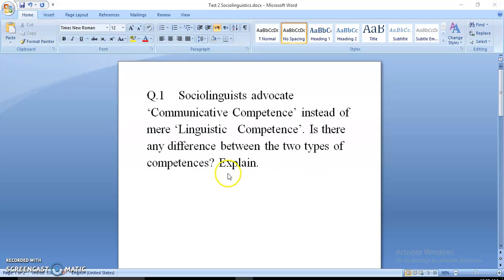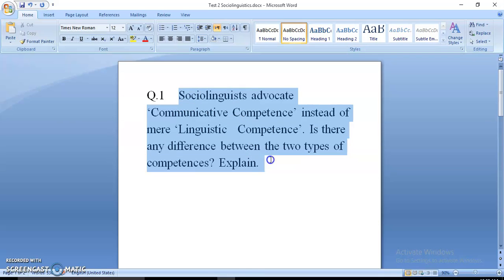In a recent classroom test, I gave this question to the students, which is technically known as the question stem or question statement. I said that sociolinguists advocate communicative competence instead of mere linguistic competence. Is there any difference between the two types of competencies?